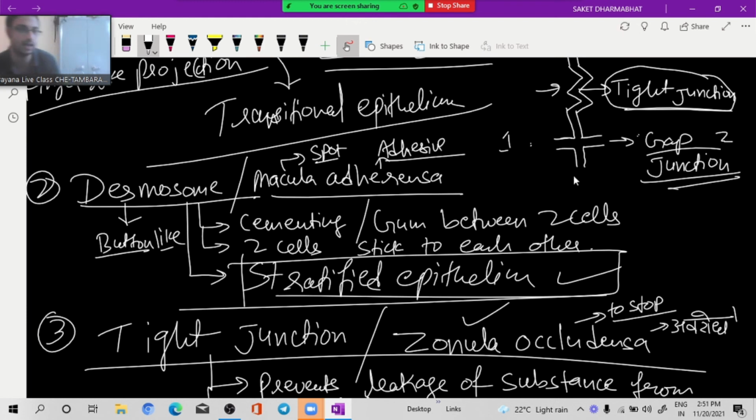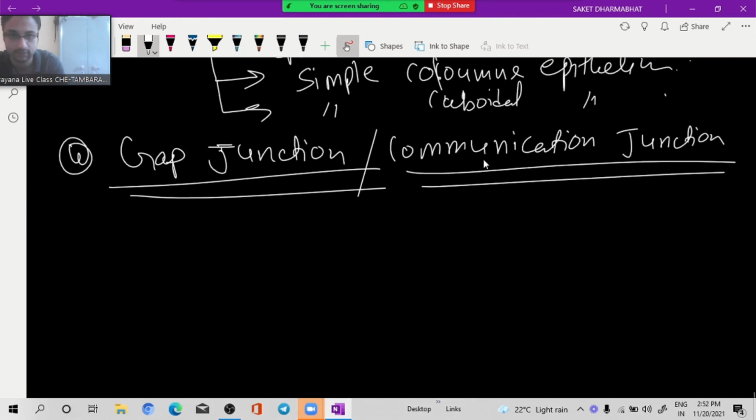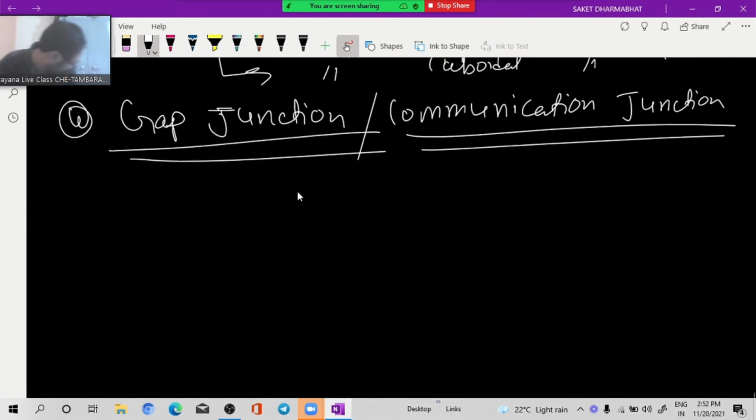Okay, so it allows the passage of small molecules, big molecules, small ions and big ions. Suppose any ions or molecules want to go from the cytoplasm of cell 1 to cell 2, they can go, and from cell 2 to cell 1 they can also come back. Like this, both the cells can communicate with each other through what? Gap junction. So cytoplasmic constituents can pass from one cell to the other cell through this.